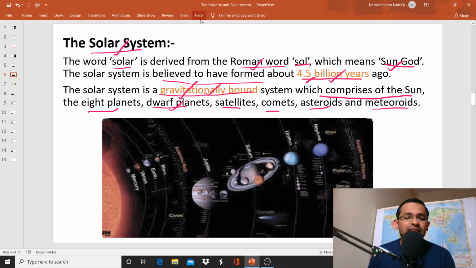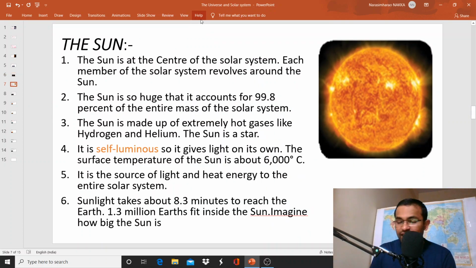So this is the composition of our solar system, and we will learn about planets, satellites, comets, asteroids, and meteoroids in our future slides. And next we will begin with the sun.